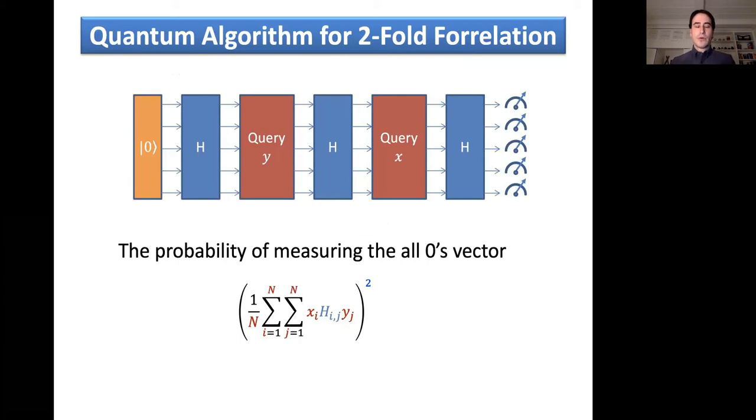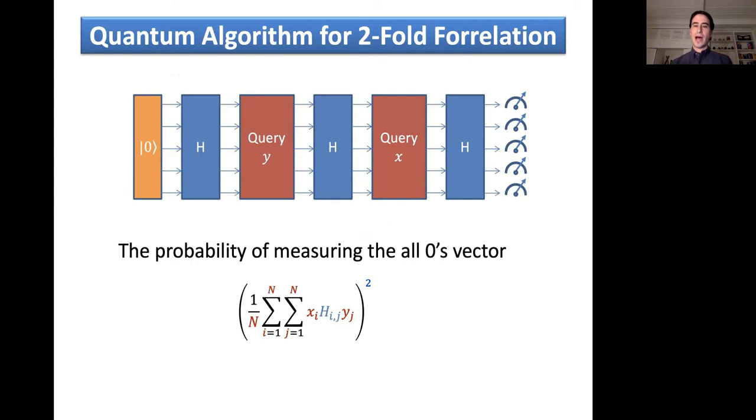Aaronson suggested the Forrelation problem in an earlier paper in 2009, and he came up with a quantum algorithm for it. The quantum algorithm for twofold correlation is rather simple. You start with the all zeros state, you apply the Hadamard transform, then you query y, apply Hadamard again, query x, apply Hadamard again, and then measure.